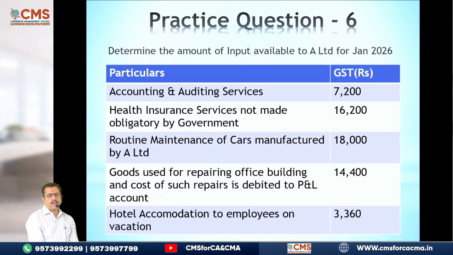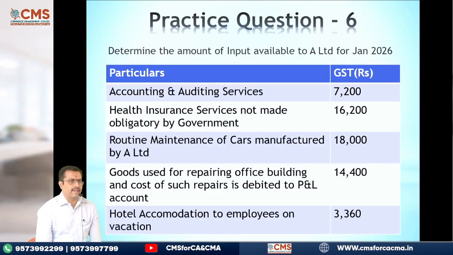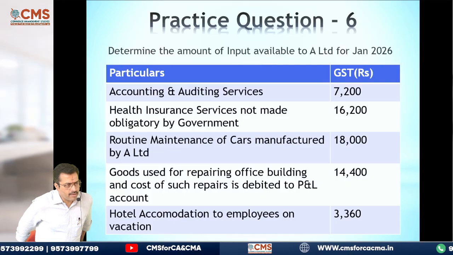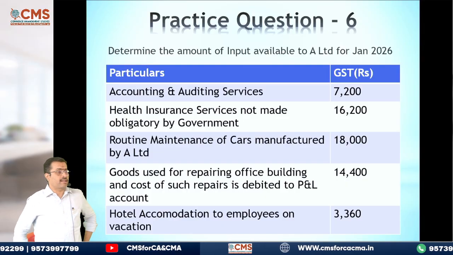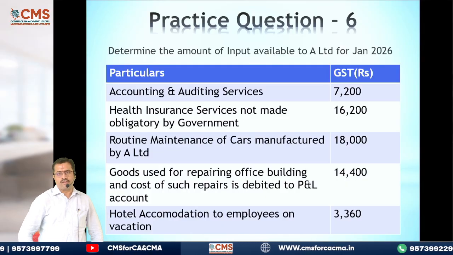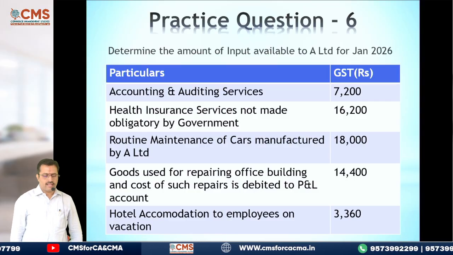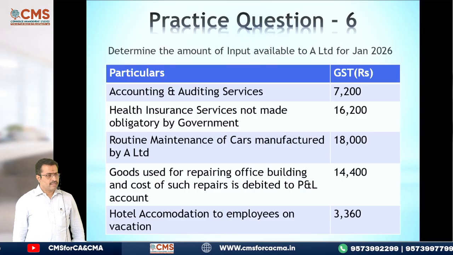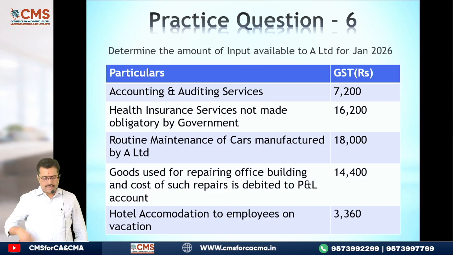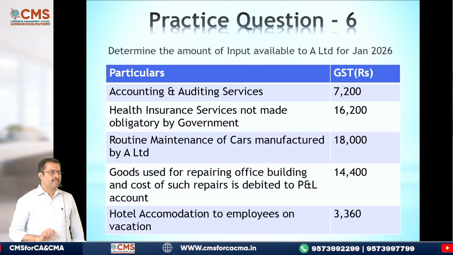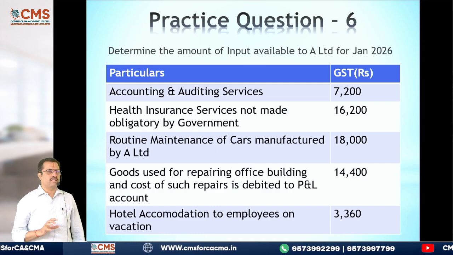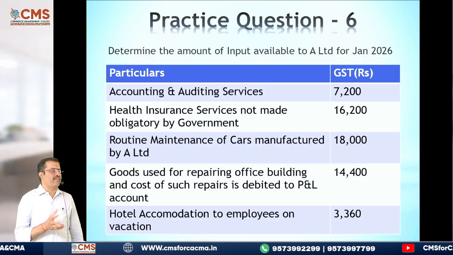Lastly, hotel accommodation to employees on vacation. Even though it is given for employees, it was not done in the course or furtherance of business. It was given for the purpose of vacation. Hence, ITC will not be available. So here the answer would be 39,600. Very good. Super. So with this, I think you have got some confidence over section 16 and 17 conditions.